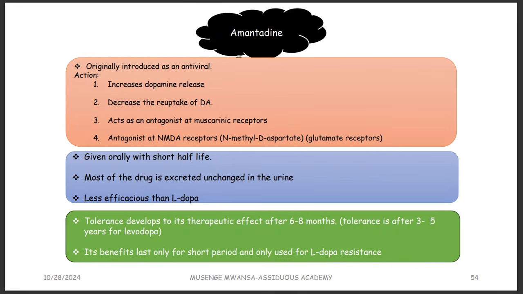Amantadine, this one is a releaser of dopamine. What's the mechanism of action? It can increase dopamine release, decrease the reuptake of dopamine, act as an antagonist at muscarinic receptors, meaning that it's preventing the acetylcholine, and also act as an antagonist at NMDA receptors, which are for glutamate. So it's a good drug.